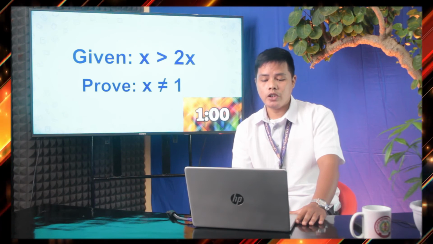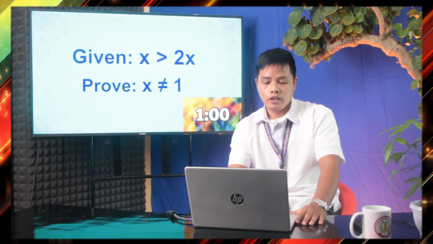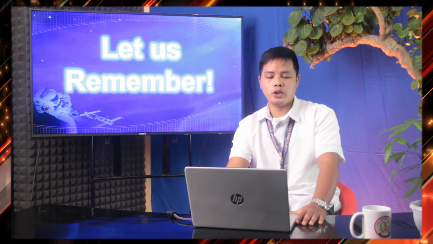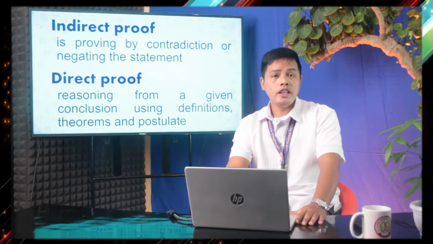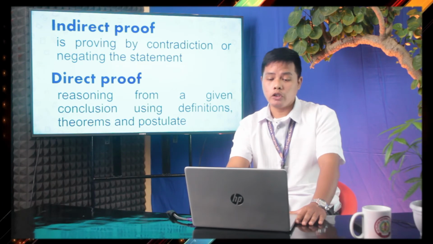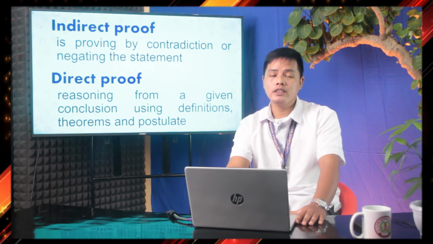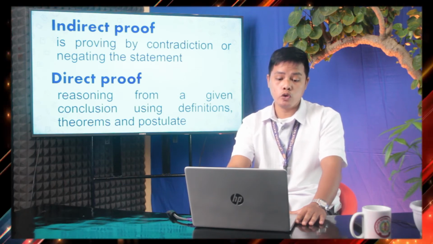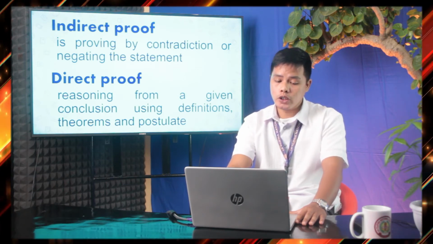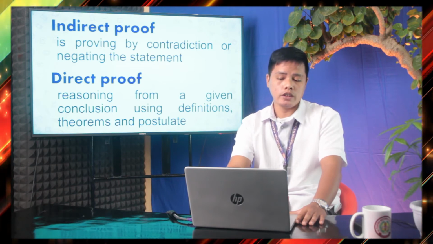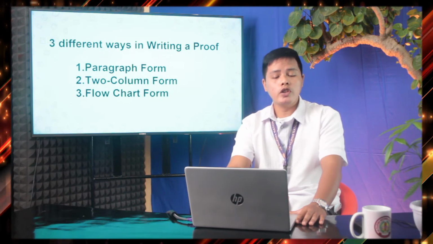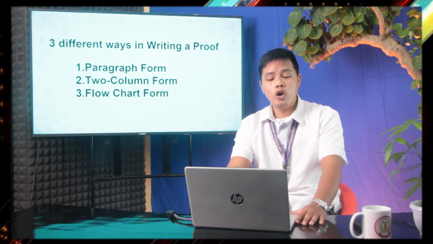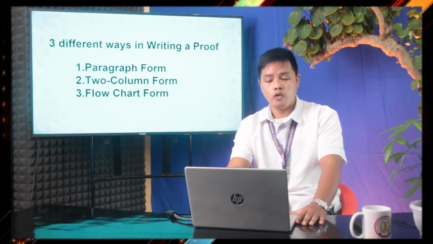Do you have the same answer? Very good. Now, let us remember the following key terms. Indirect proof is proving by contradiction or negating the statement. Direct proof is reasoning from a given conclusion using definitions, theorems, and postulates. And there are three different ways of writing a proof: the paragraph form, the two-column form, and the flowchart form.